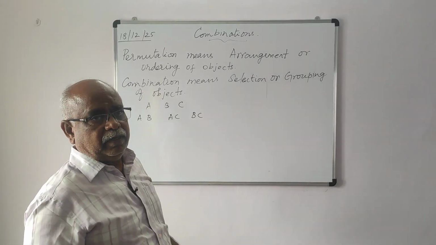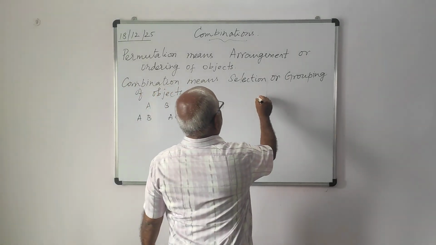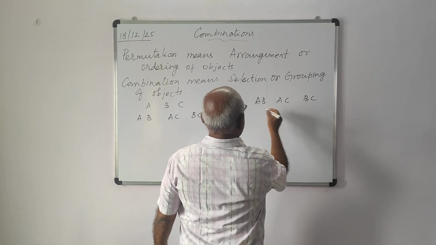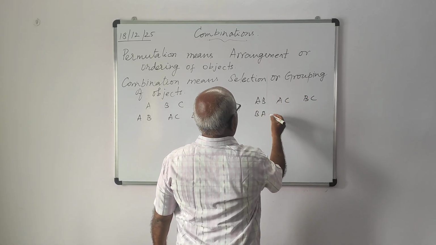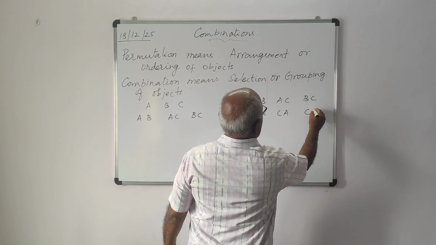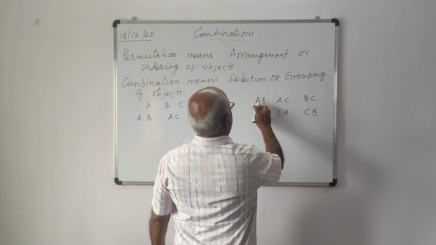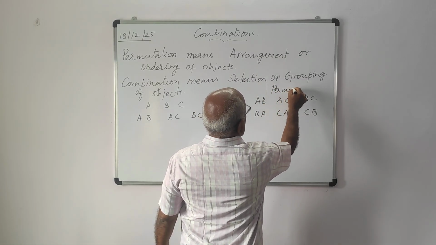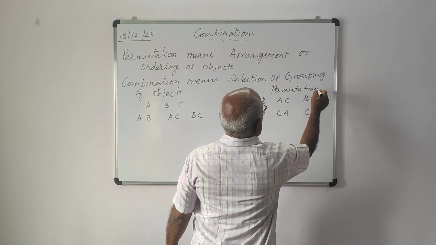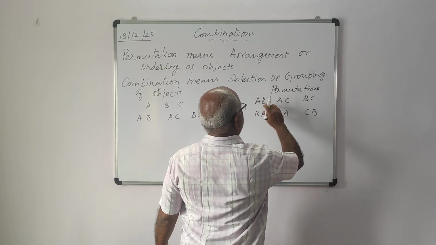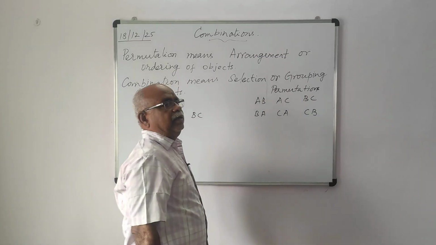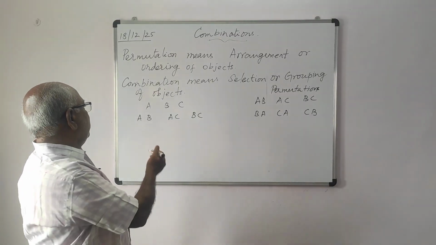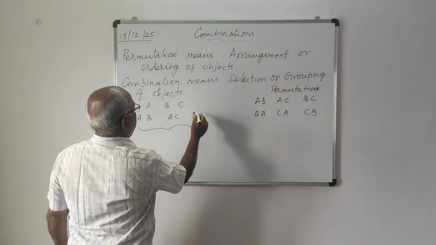After selecting these, we can order them as BA, CA and CB, like that. That is permutation. After selecting AB, AC, BC, you can consider BA, CA, CB. Okay, this is permutation. After selecting the students, we are arranging or ordering. But in this case, this is only combination.